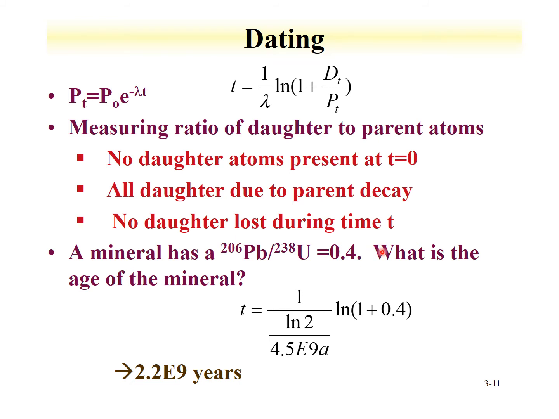Of course, if there's uranium-238 present in your sample, you're probably also going to have uranium-235, and those daughters will also need to be considered. So if we go through this, what is the age of the mineral?